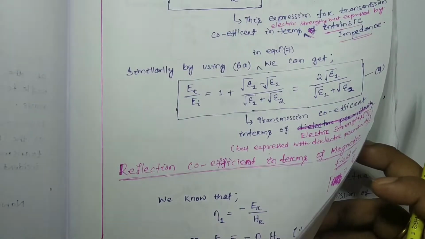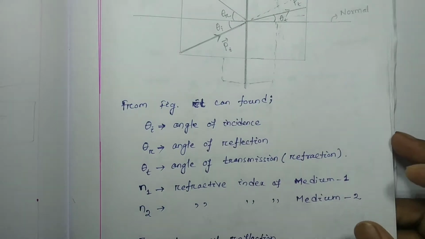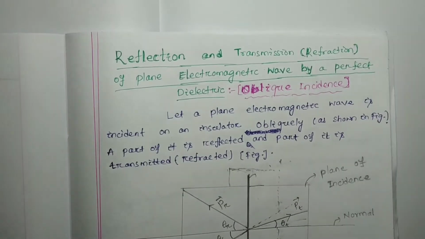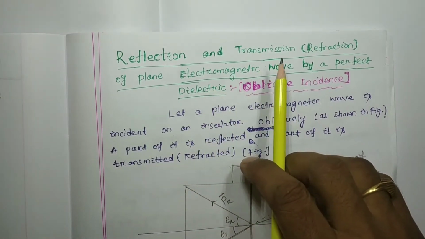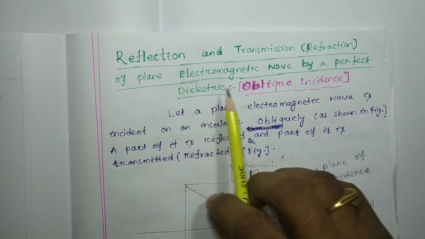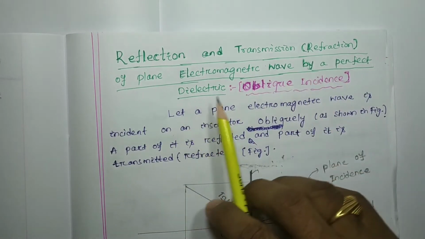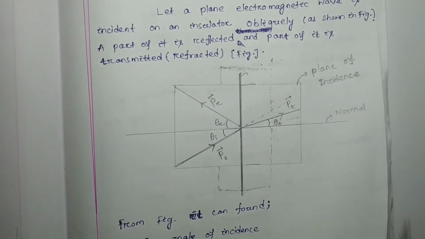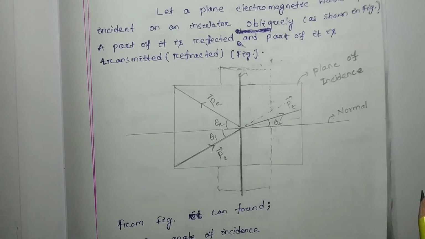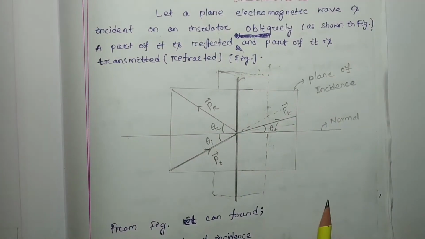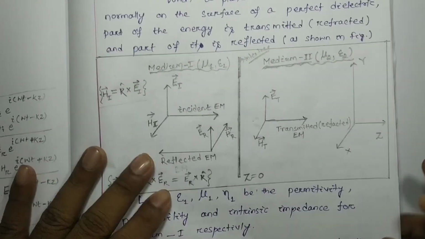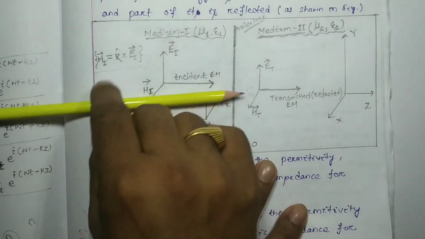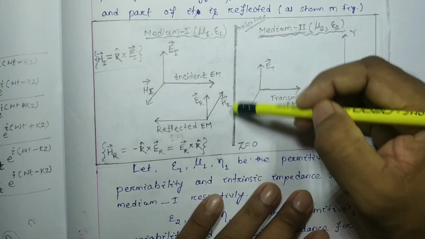In today's class we are going to discuss the reflection and transmission, or refraction, of a plane electromagnetic wave by a perfect dielectric, but with oblique incidence. In our last class we discussed the normal incident case. Normal incidence means the electromagnetic wave is propagating and strikes the surface normally.